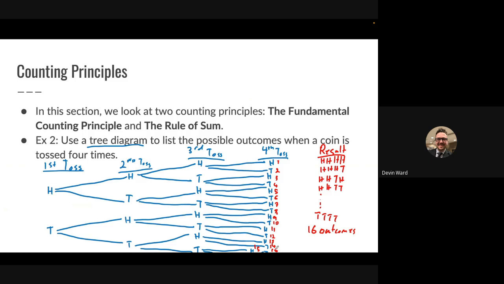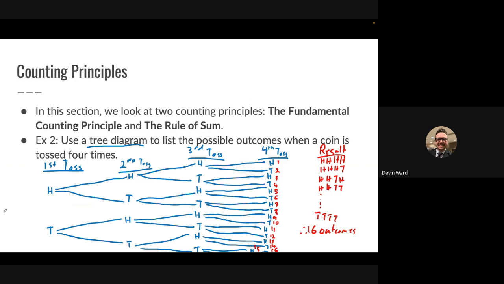Okay. So what I'm doing is just counting everything. I'm just counting the end result because each one leads to a different path. Okay. The branching through our tree diagram allows for all these different branches. Okay. And all these different outcomes. So we have 16 different outcomes.